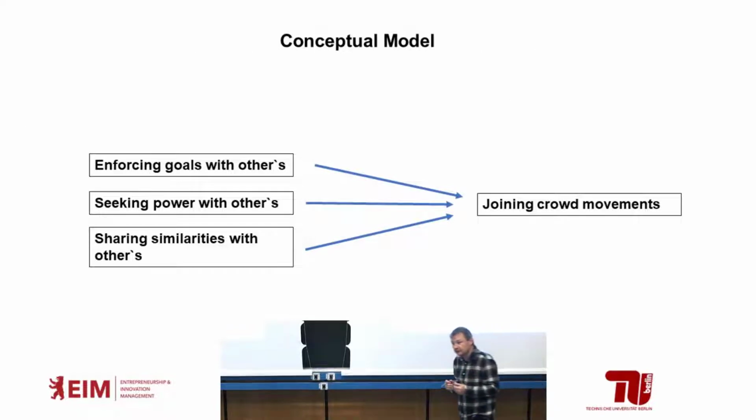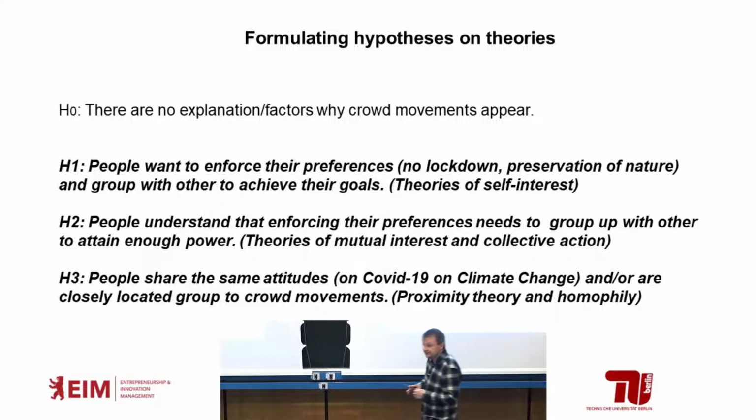First we come to a conceptual model which displays hypotheses, saying when you want to enforce goals with others, you join a crowd movement. When you seek power with others, you join a crowd movement. And when you share similarities with others, you go to a crowd movement. That's the same as formulating it in this hypothesis. So you have gone from a question to a theory to a hypothesis. And now you would use a quantitative research design to test exactly this hypothesis.